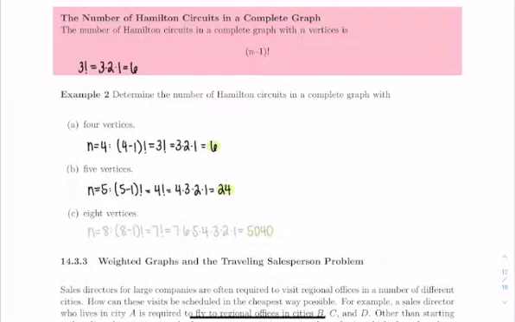And 8 vertices. This time n is 8. So when I plug it in, I have 8 minus 1 factorial, which is 7 factorial. That's 7 times 6 times 5 times 4 times 3 times 2 times 1. And when I multiply this all out, I end up with 5,040.